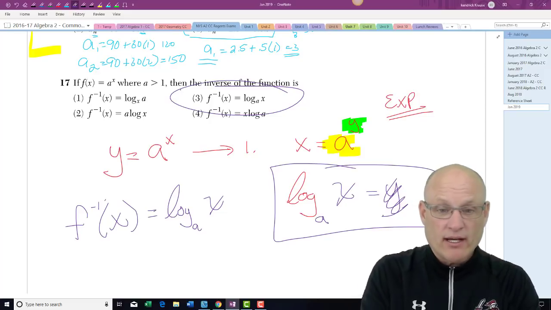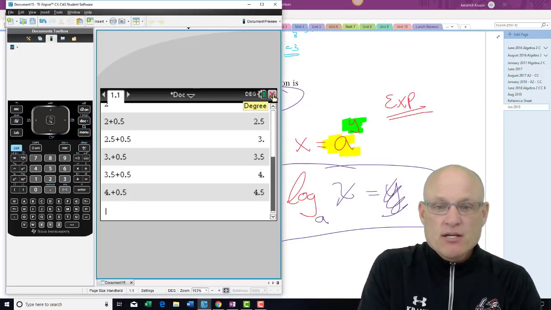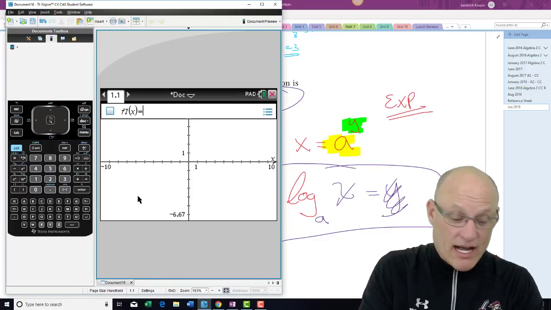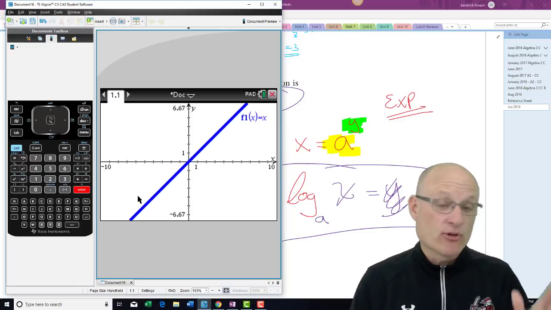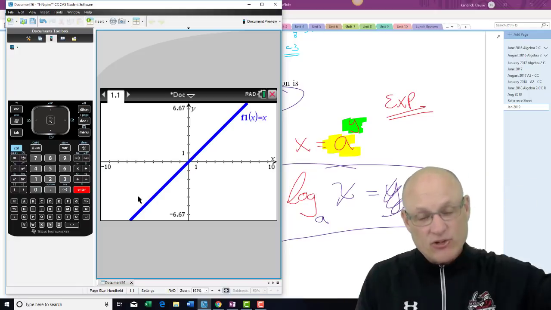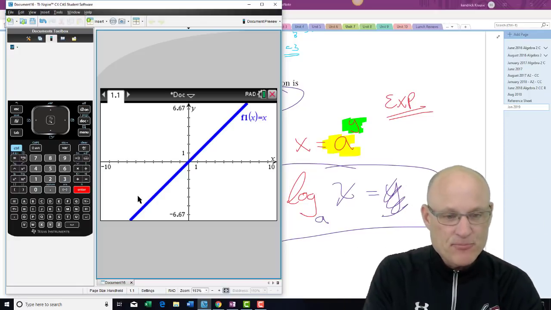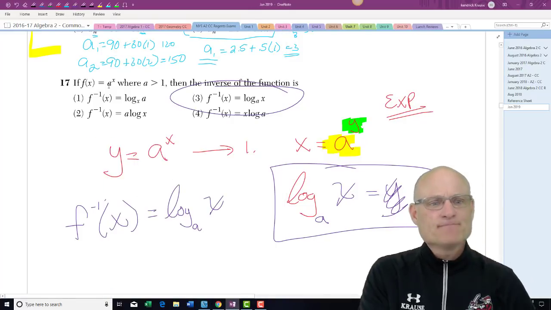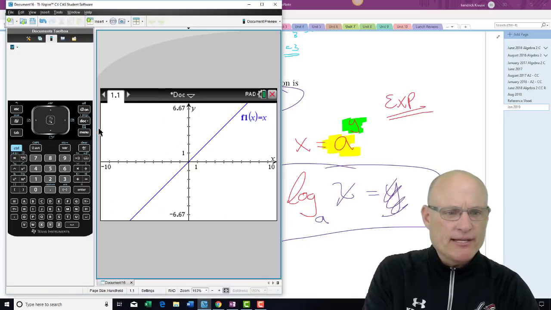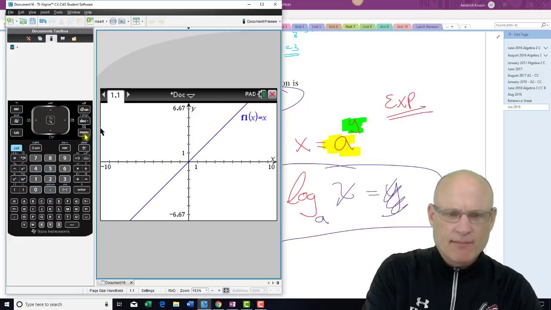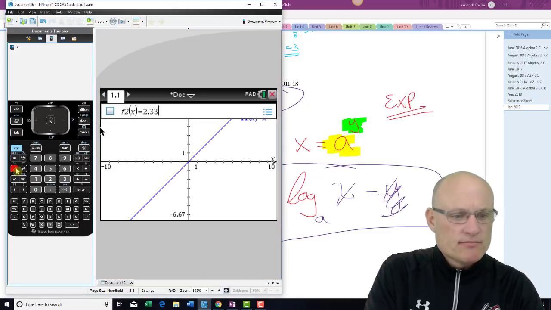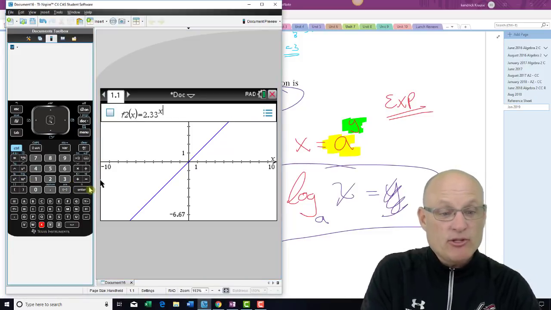Very, very quick. Now let me show you how to do this graphically. You have to remember that inverses are reflections over the line y equals x. So if they're inverses, they've got to be symmetric, or reflections over that line. So let me type in the original one. I got to make up a number for a. A is bigger than 1. So I'm just going to make up a number. Press tab. I'm going to put 2.33 raised to the x. Now remember, a is going to be 2.33.